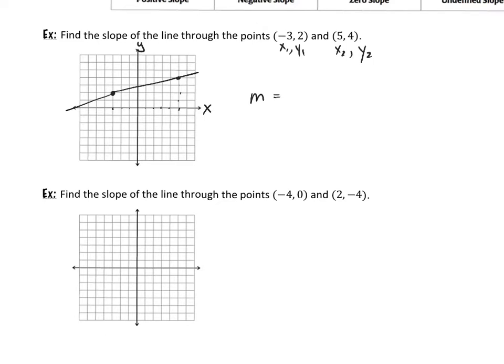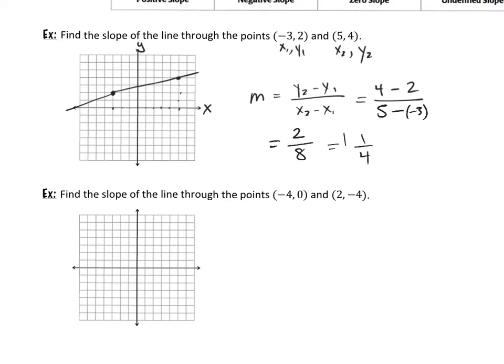M equals y2 minus y1 over x2 minus x1. So y2 is 4, y1 is 2, x2 is 5, and x1 is -3. So when I simplify this, the top, the numerator, is 4 minus 2 is 2, and then 5 minus -3 is actually 5 plus 3, or 8, which I can then simplify to be 1/4.